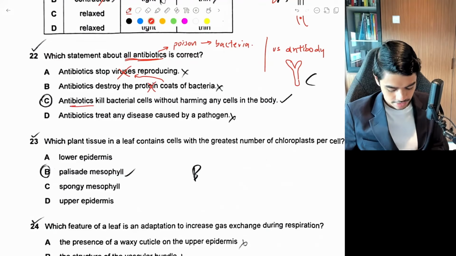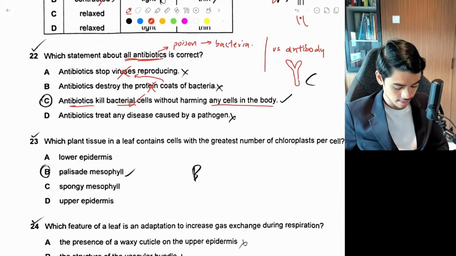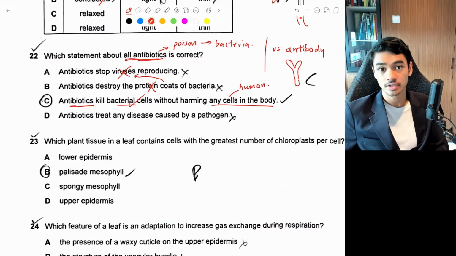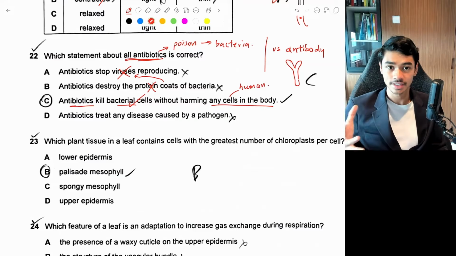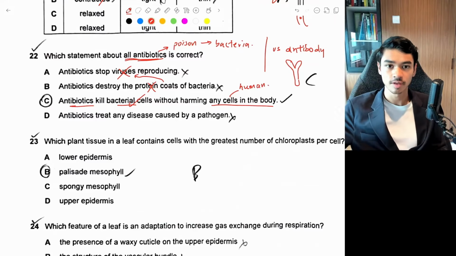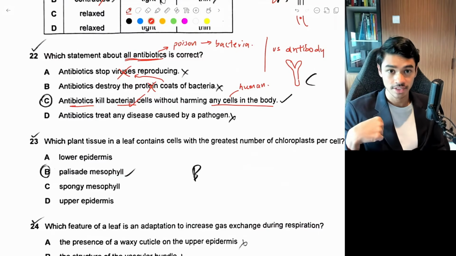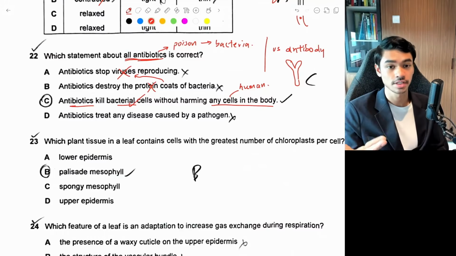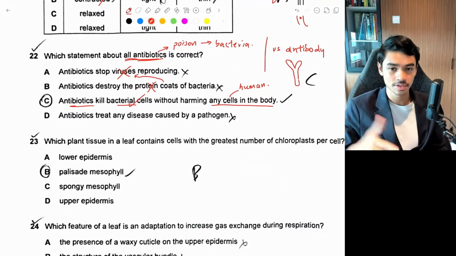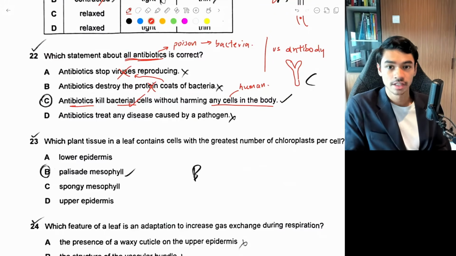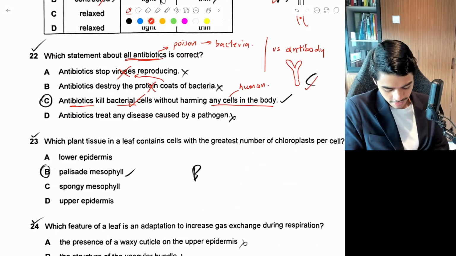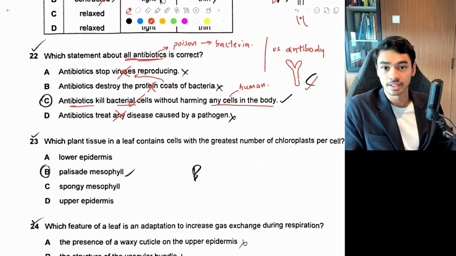And then antibiotics kill bacterial cells, yes, without harming any cells in the body. Now this is kind of vague, but I think it's talking about human cells. And yes, it does not directly affect any human cells, because just like insecticides are specific to the insect, if we get a low concentration of insecticide in us, we're okay because it targets insect cells, not human cells. So same thing, it targets bacterial cells and not human cells. That's why you'll be fine. So C is correct. And then treat any disease, not only bacterial diseases.